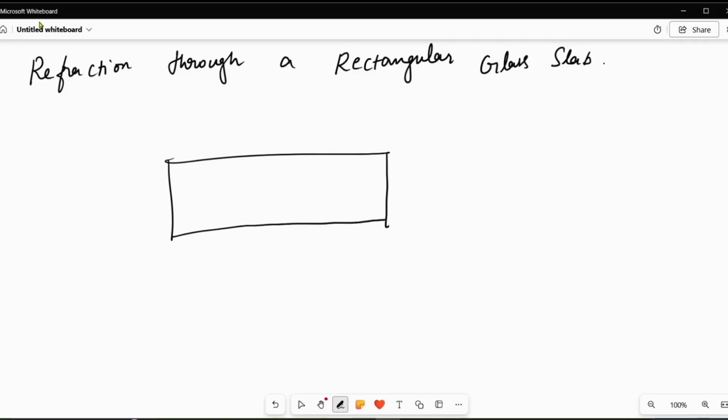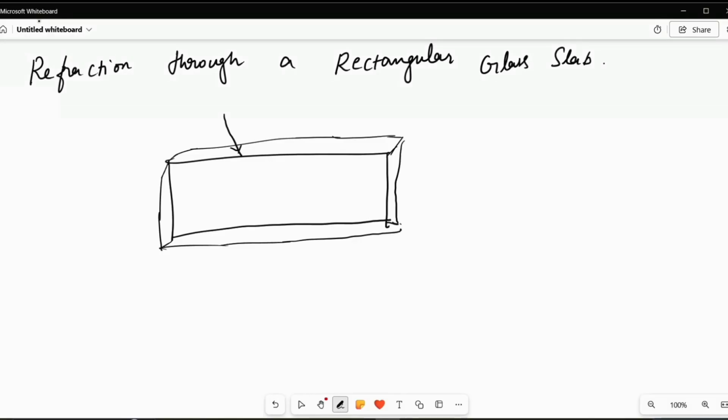See, rectangular glass slab, how it will be there. So it is a rectangular glass slab. You can consider even like this, with some thickness, it will be there. Okay. So what happens? Incident ray falls on this. So light is moving. Think here it is in the air. Correct. Light is moving from air to glass here.